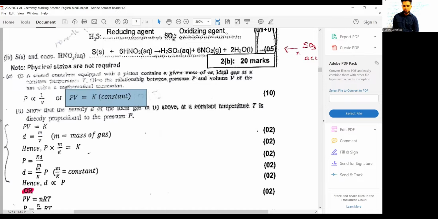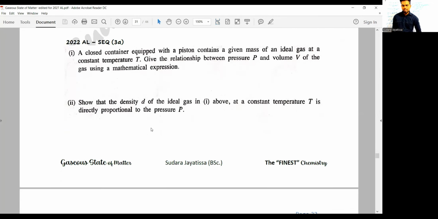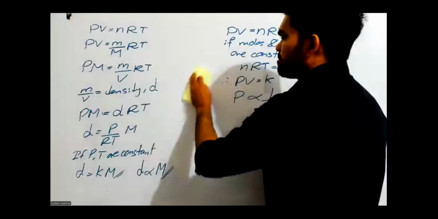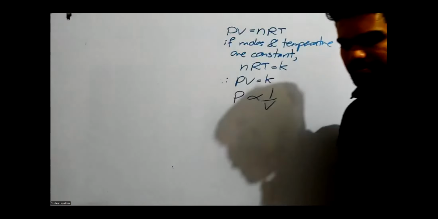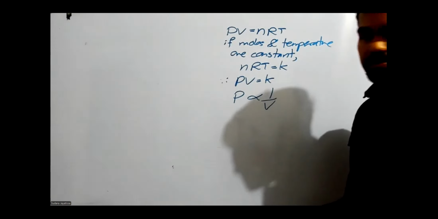Right. Shall we go to the next part? In the second part, they're asking, show that the density of an ideal gas in vessel at constant temperature T is directly proportional to the pressure. Density directly proportional to the pressure. That's what they're asking. So now, the gas sample means the same one we used for the first relationship. That means the temperature and moles are constant.